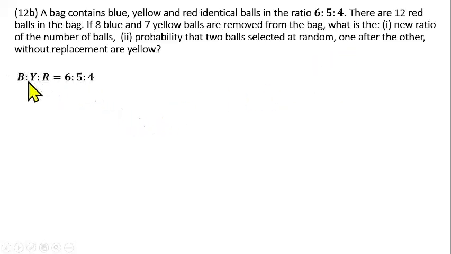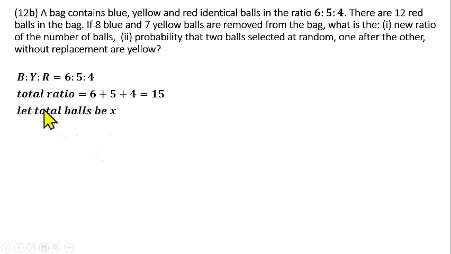So the ratio of blue to yellow to red is 6 to 5 to 4. Then we add the total ratio together: 6 plus 5 plus 4 gives us 15. We know the number of red balls, which is 12, so we can use that. We don't know the total number of balls inside the bag, but we know the number of red balls, so we can use that to find the total number of balls in the bag.